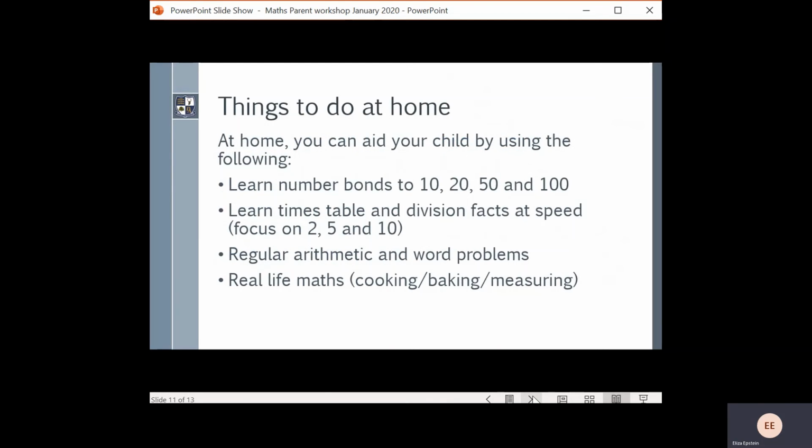Things to do at home is learn number bonds of 10, 20, 50 and 100. They come up all the time throughout year 2 and with Key Stage 2 actually. So it's really, really key that they're practicing those. Learn times table and division facts at speed if possible for 2s, 5s and 10s. TT Rockstars is a great way for them to practice and also for them to see the improvement in their times and their scores. Regular arithmetic and word problems.